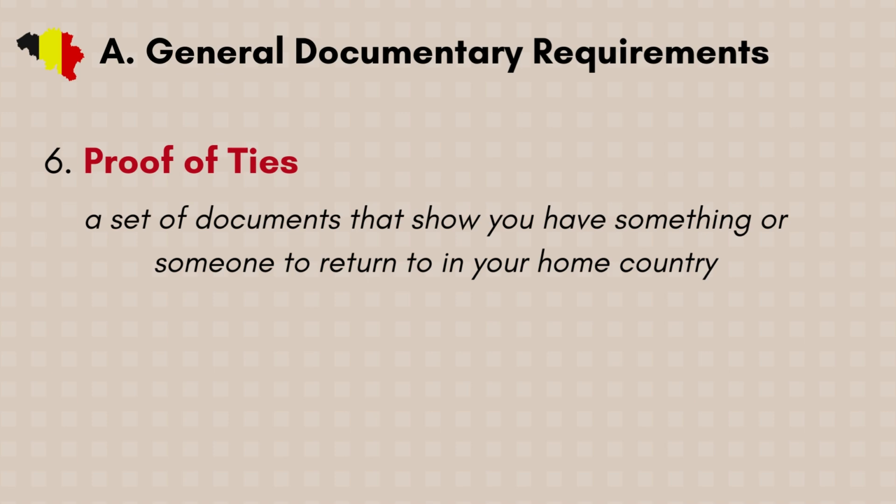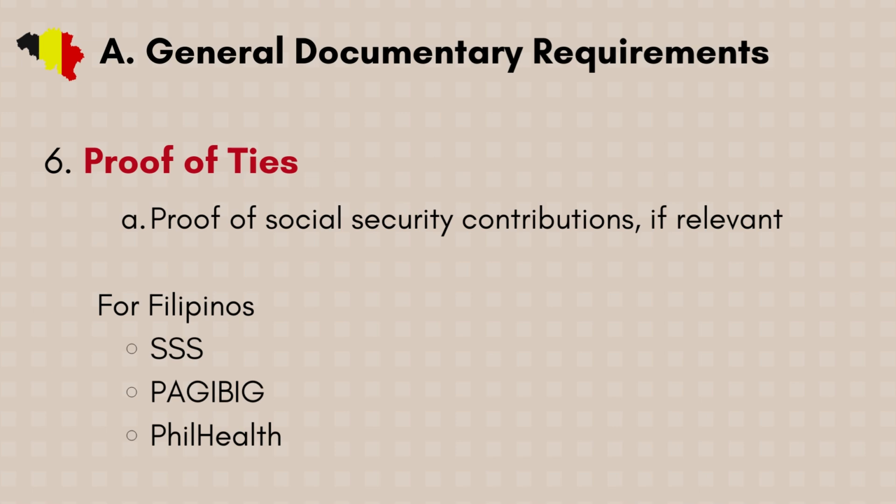Number 6, for the general documentary requirements, we also have the proof of ties. So the proof of ties would be the different documents that would ensure or that would tell the embassy that you have something or someone to return to in your home country. So these could be any of the following. Proof of social security contributions in the Philippines, that would be the 3 government offices that we contribute to. SSS, Pag-ibig, and PhilHealth. For other nationalities, you may have your own social security contributions that you contribute to, so please do include those.